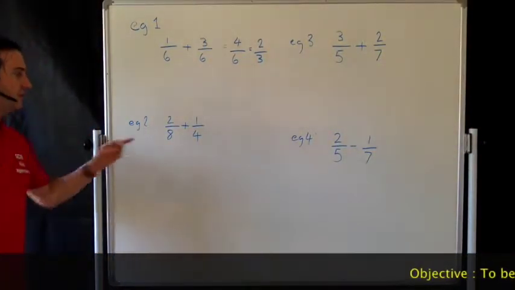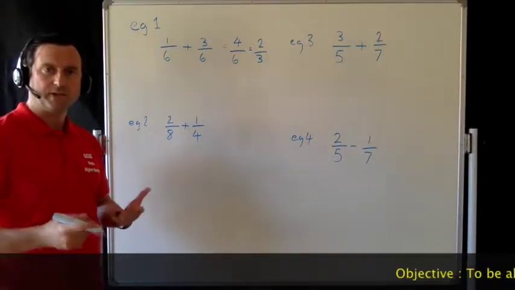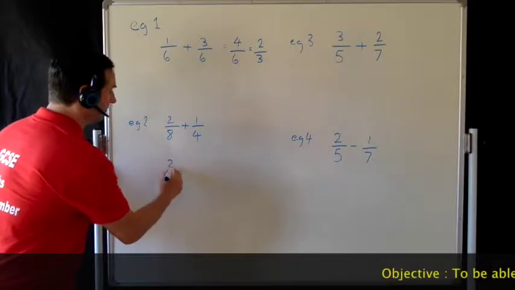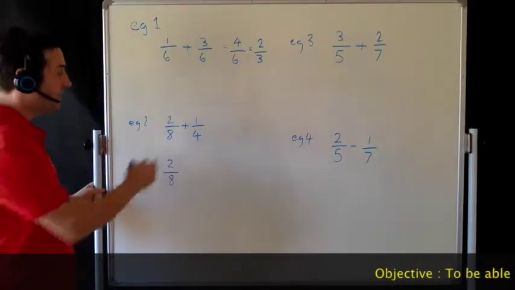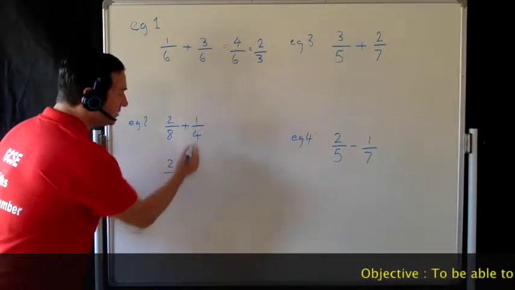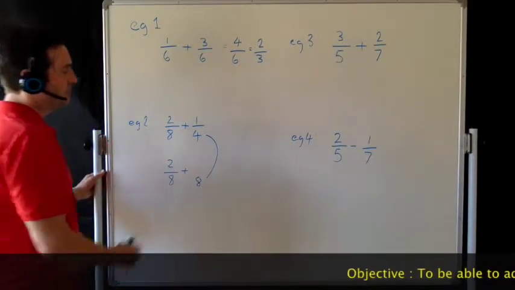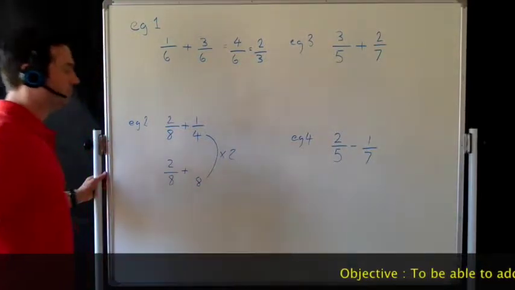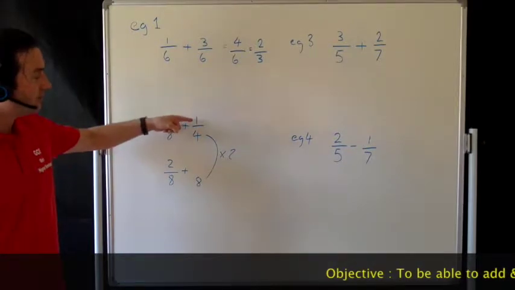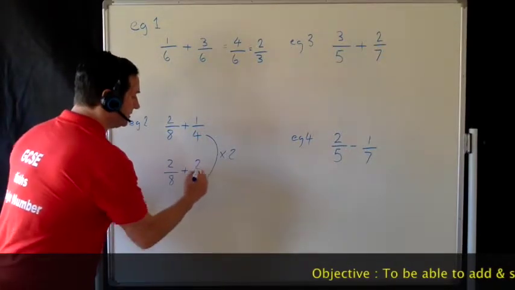For this second example, the denominators are not the same. We cannot add fractions if the denominators are different, so we need to make them the same first of all. We only need to change the second fraction. We can keep the first one as 2/8. But we need to make the second fraction, this quarter, into eighths. So we're going to change the 4 to an 8. I've had to multiply the 4 by 2 to get to 8. To keep this fraction equivalent, I now need to multiply the numerator, the top part of the fraction, by 2 as well. 2 times 1 gives me 2.